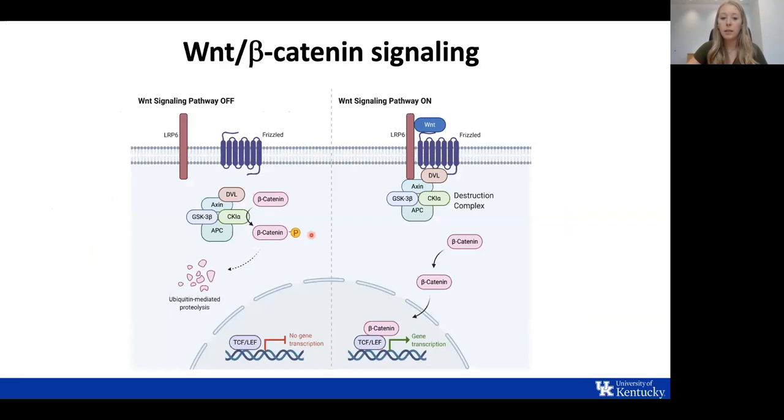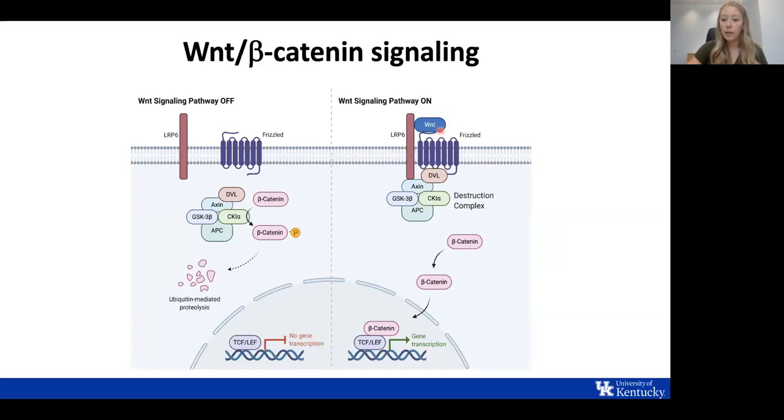So looking at the Wnt signaling pathway, it can be defined in an off and on state. Without Wnt ligand present, the co-receptor LRP6 and the Wnt receptor Frizzled are inactive. This leaves the destruction complex in the cytoplasm free to phosphorylate beta-catenin, targeting it for degradation. This keeps target gene transcription turned off.